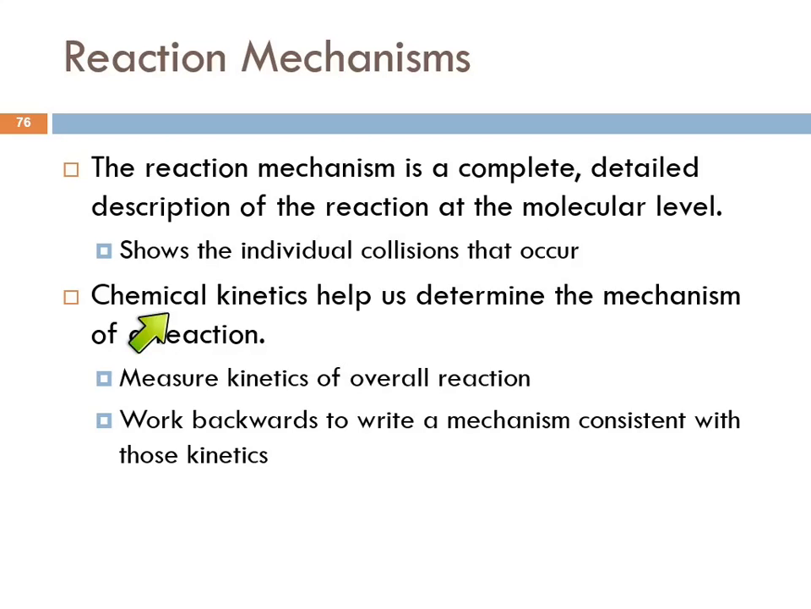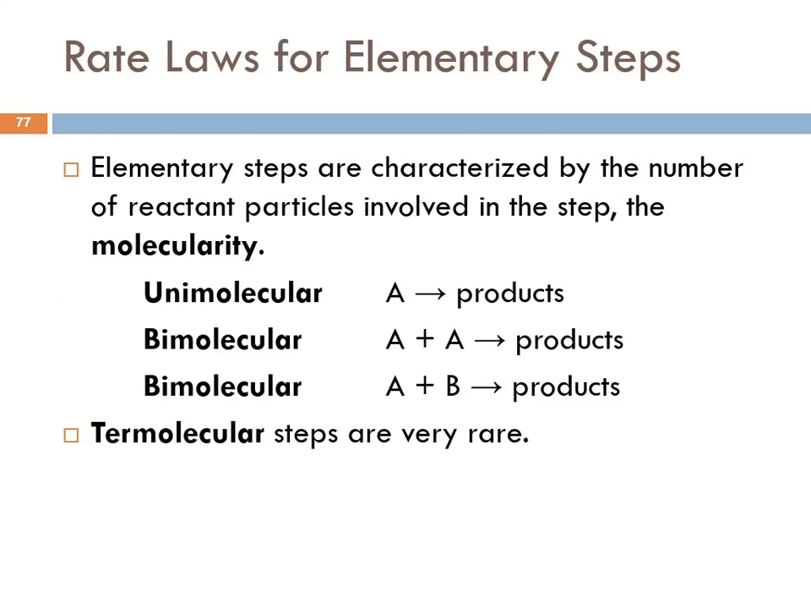Well, chemical kinetics, what we've been talking about up till now, is what helps us to figure out what the mechanism is. So you measure the kinetics of the overall reaction, you know what the overall chemical equation is, and then you work backwards to figure out a mechanism that's consistent with those observed kinetics. These elementary steps can be characterized by the number of reactant particles. That's called the molecularity. So a unimolecular step is where you have one molecule reacting to form products.